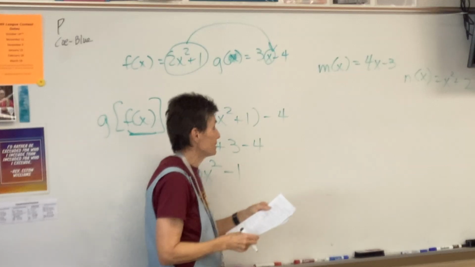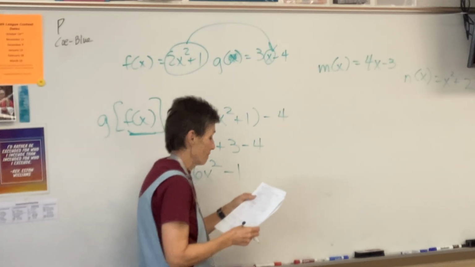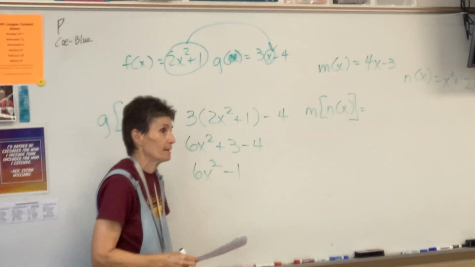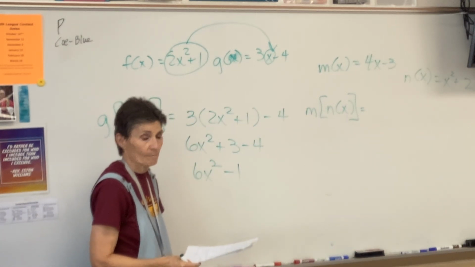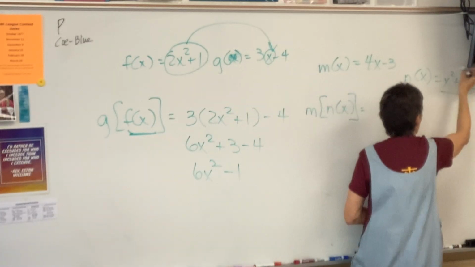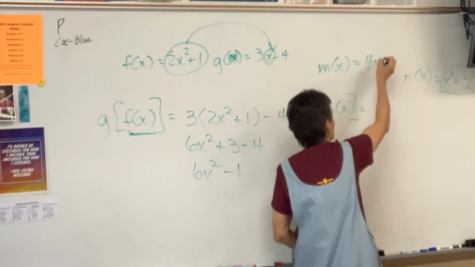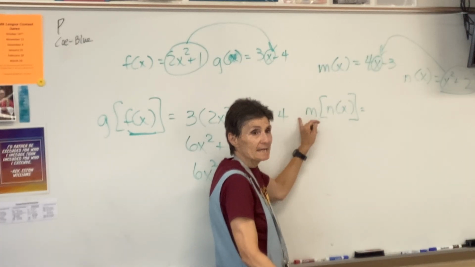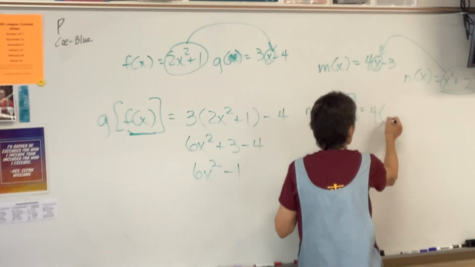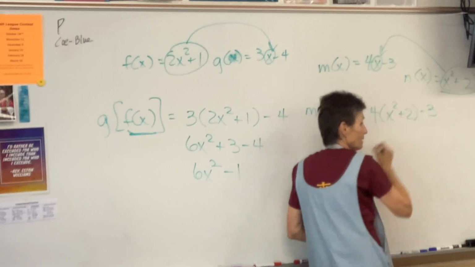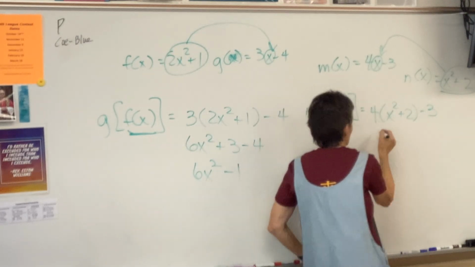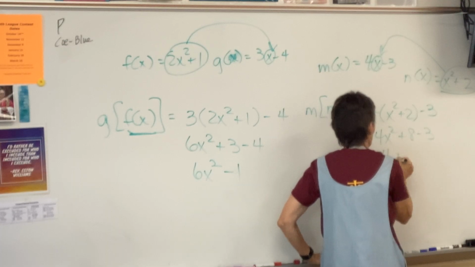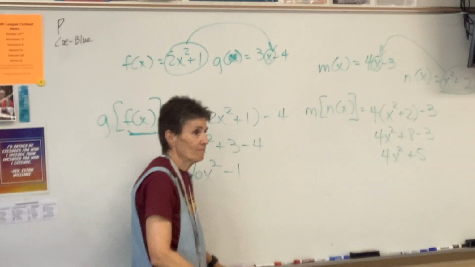Now, we've got 2 functions called m and n. Problem A. Can you do this? We just talked about it. What do we do? Plug in n. We take the n problem and put it here. So the n problem goes into m. So we have 4 times x squared plus 2 minus 3. So 8x squared, 4x squared plus 8 minus 3. I got 4x squared plus 5 as my final answer to that problem.